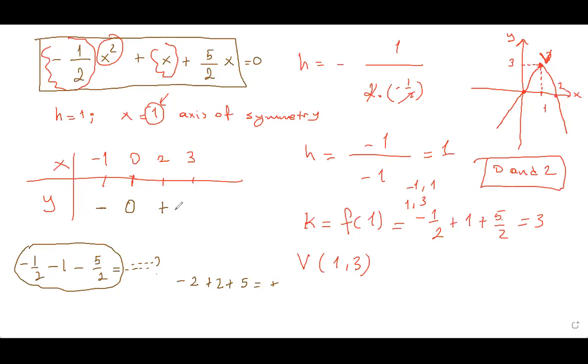And then, did I make any calculation mistake? Let's check it. When x is 2, 2 squared is 4. 4 over 2 is 2, and 2 times negative 1, negative 2. And 2 times 5 over 2, which is 5. It's positive. So why did I say this is 2? It is not satisfying. The vertex, the h is not equal to 1. Let's check the calculation again.